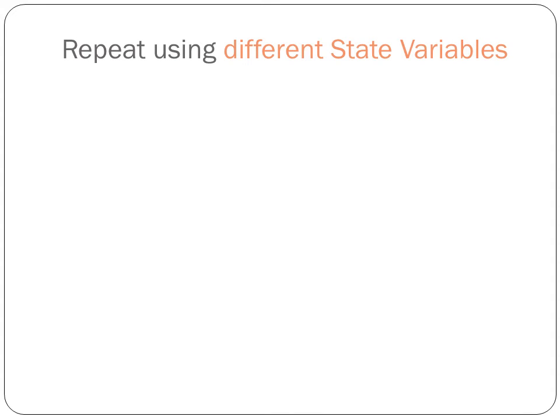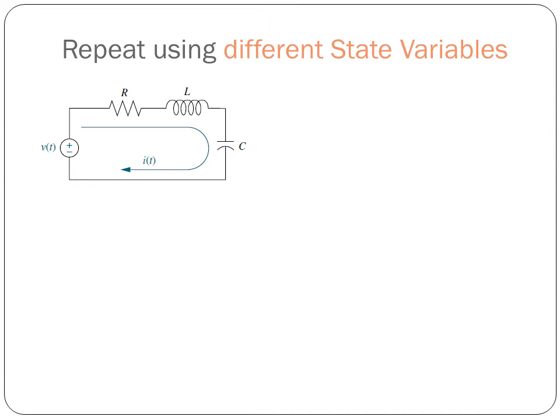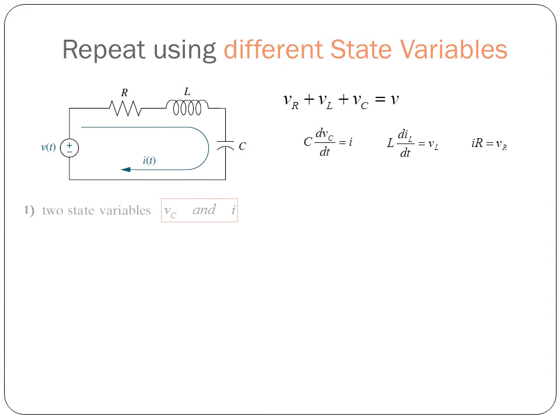So we will repeat our previous example, but now we will use different state variables. Previously we used I and Q, but now we will use different variables, for example VC and I. But you have to use two state variables, not three, not one, but two, because this is a second order system. We will talk about that later.